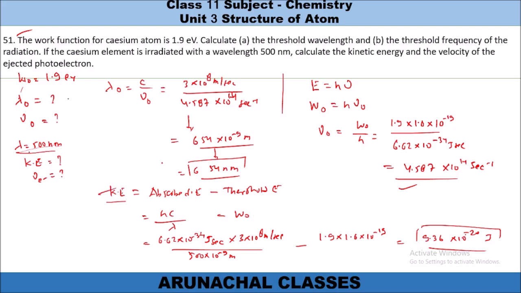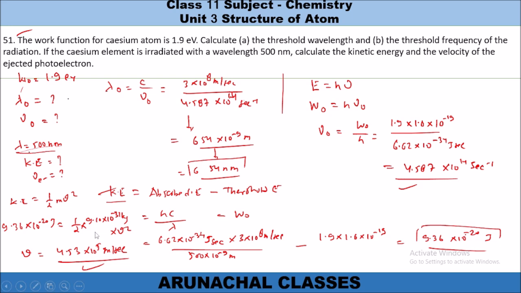So that is the second case. We also need to find out the velocity. We can use the formula that kinetic energy is equal to half mv square. So the kinetic energy we have got is 9.36 into 10 power minus 20 joule, equal to half, mass of electron is known, 9.10 into 10 power minus 31 kg, multiplied with v square. After solving this one, we will get v as 4.53 into 10 power 5 meter per second. So in this way we will solve this question.